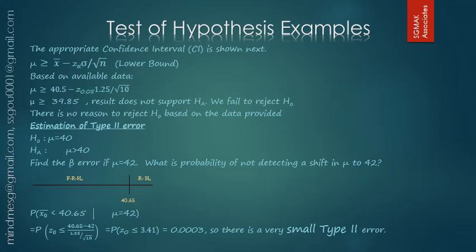So this module shows you 3 ways of solving a hypothesis testing problem, an example of how to compute the sample size combining both type 1 and type 2 error, and how to estimate a type 2 error. Okay, hopefully this will be of use to you. Thank you.